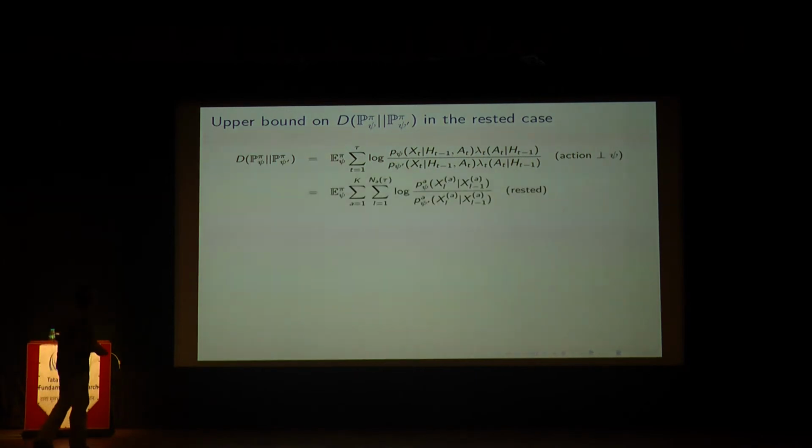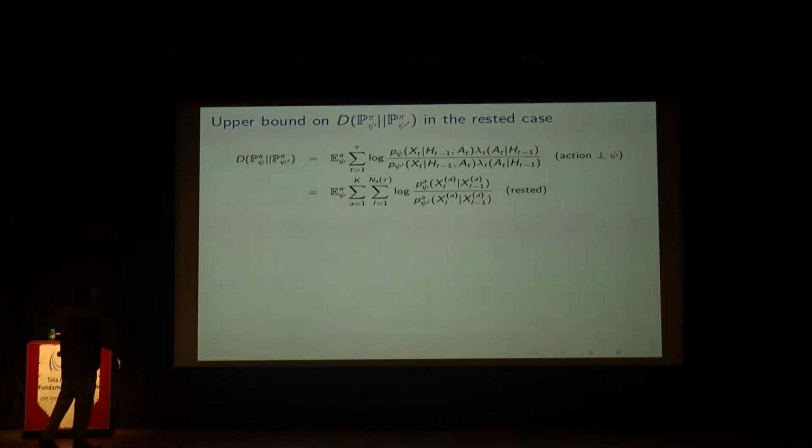When you do this, you can reorder this in the rested case, and you can essentially see that whenever I pull this particular arm, and maybe I have pulled it a certain number of times, let's say N_a of tau until the time of stoppage, what's the chance of seeing a particular sequence, and I can write that in this particular product of probabilities for the rested Markov setting.